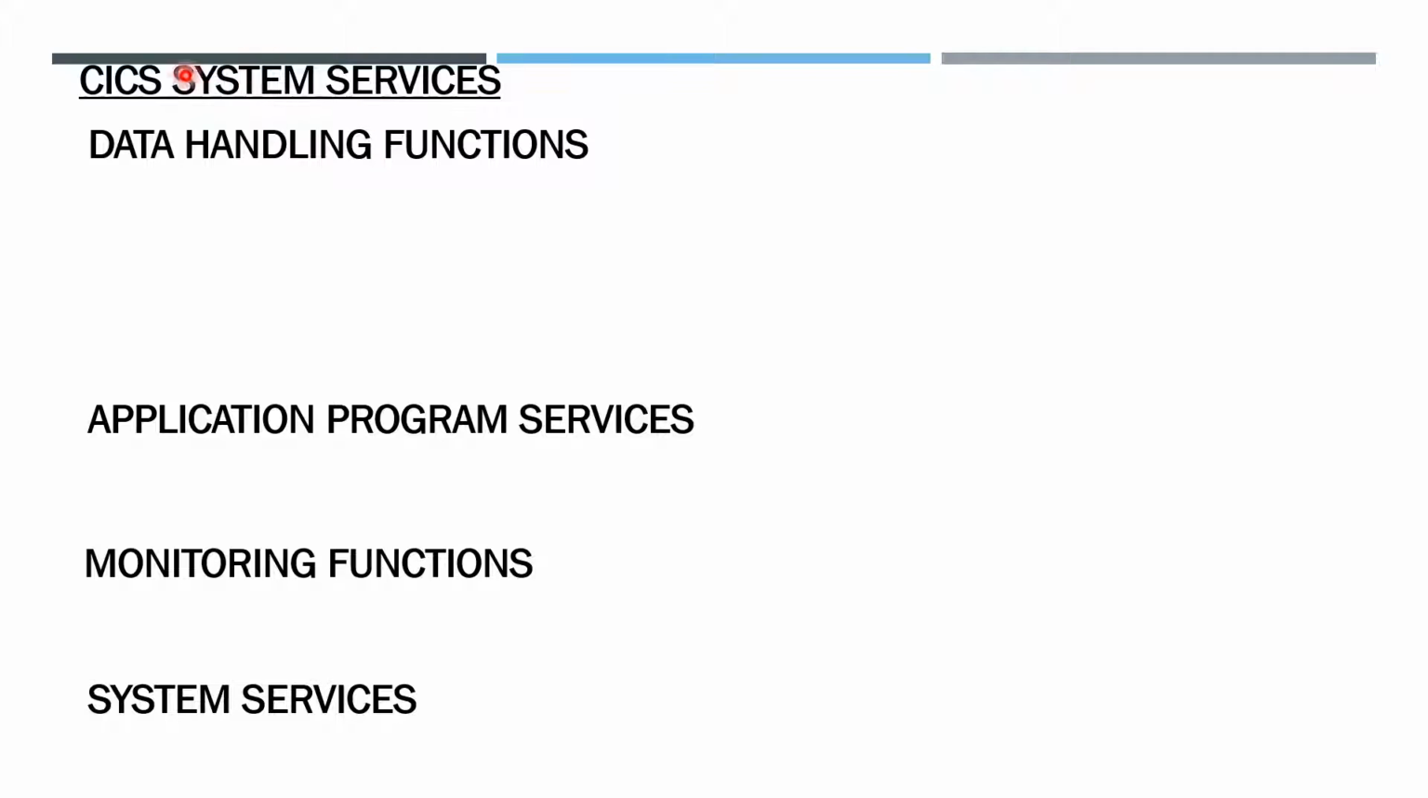System services in the sense these are the major functions provided by CICS. As a database has five major functions, in CICS these five are the major functions provided by CICS: data handling functions, data communication functions, application program services, monitoring functions, and system services.